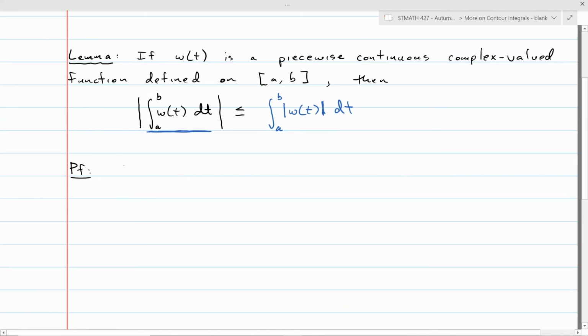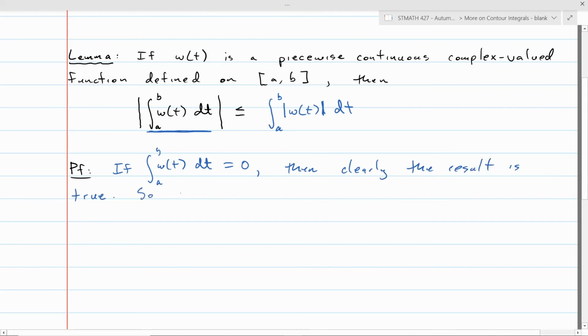The first thing, we need to rule out the possibility that the integral is equal to 0. Let's just point out that if the integral from a to b of w of t dt happens to equal 0, well then clearly this is true, because the integral on the right hand side is a real valued integral, right? You're taking the integral of a modulus, which is a real function. So if you're integrating a non-negative function, you always get a non-negative value. So if the integral on the left is 0, then clearly the result is true.